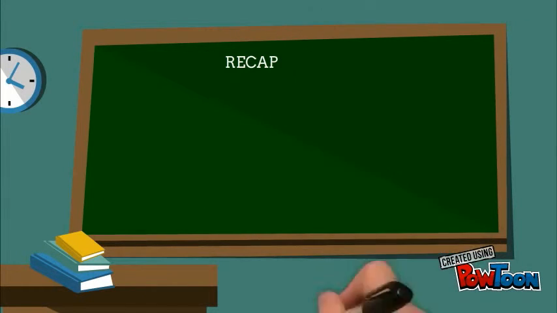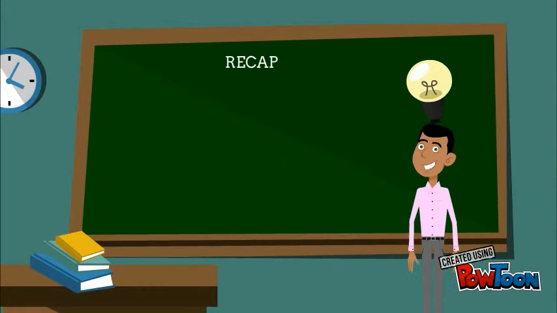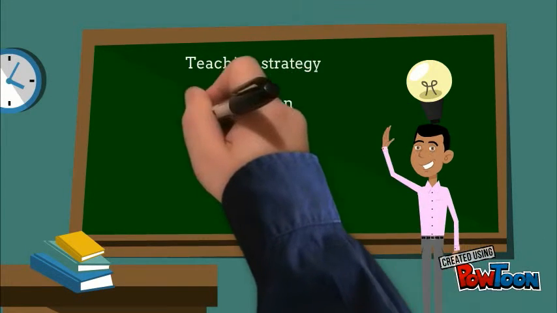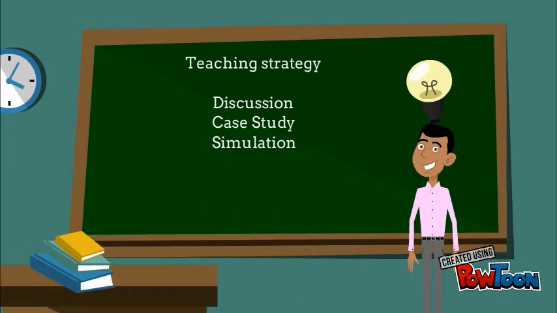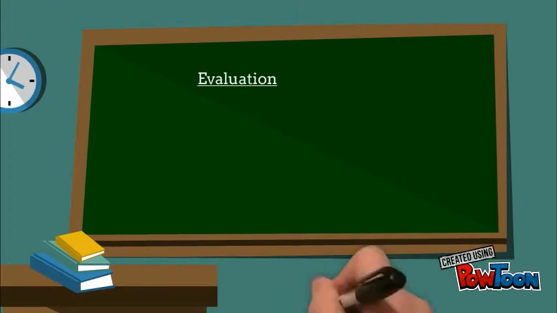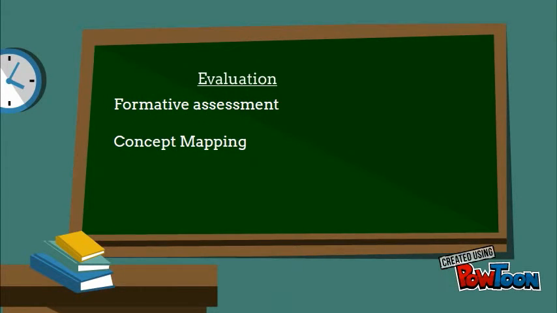Before we go, let us recap. In this activity, a planned discussion, case study, and simulation will be used in helping students translate cognitive knowledge into affective and psychomotor skills. Students will return demonstration of skills learned in a simulated environment. Objectives for this learning activity will be evaluated using the formative assessment tool and concept mapping by students.